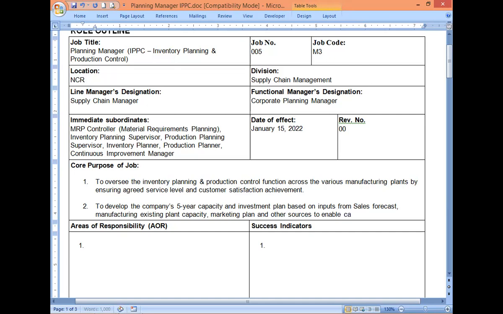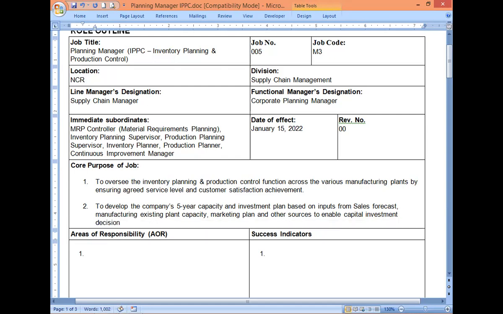To enable capital investment decisions. The senior management will make decision how they're going to go about it. To be considered, this will now involve, if you're talking about the additional plants, big plants, you're talking about 100, 200 million, 300 million investment on plants.